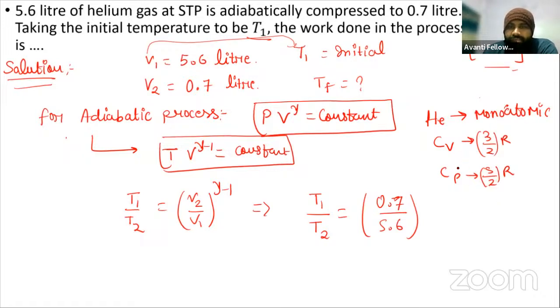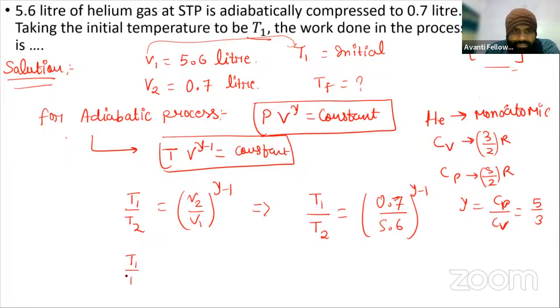Now, why I'm discussing that? Because gamma here is nothing but CP by CV. You can also directly learn the values of gamma for monoatomic, diatomic, and polyatomic, but you should always know the concept behind it. The CP by CV, you can put 5 by 2 upon 3 by 2. So 2 and 2 will cancel out. It will become 5 by 3. So you have to put here gamma minus 1.